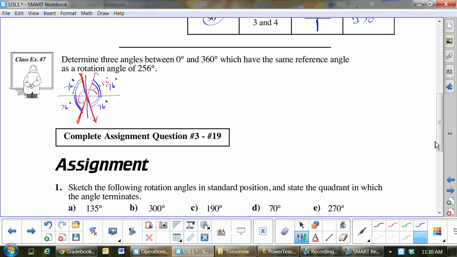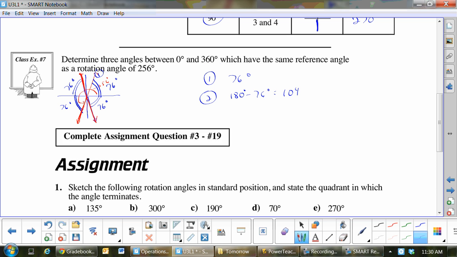So now it goes: from rotation, you have to find the reference, then you draw the reference, then you have to go from reference back to rotation again. So what other angles have the same reference angle? Well, in quadrant 1, what is that angle? So let's call this number 1. What is that angle? 76 degrees. In 2, what would be the angle? How much? 104. How'd you get that? 180 minus 76 is 104.